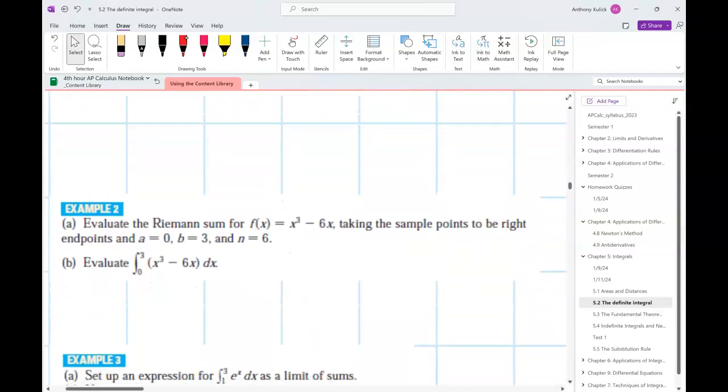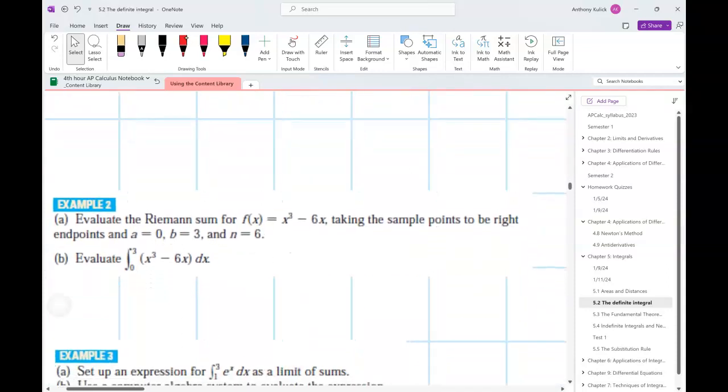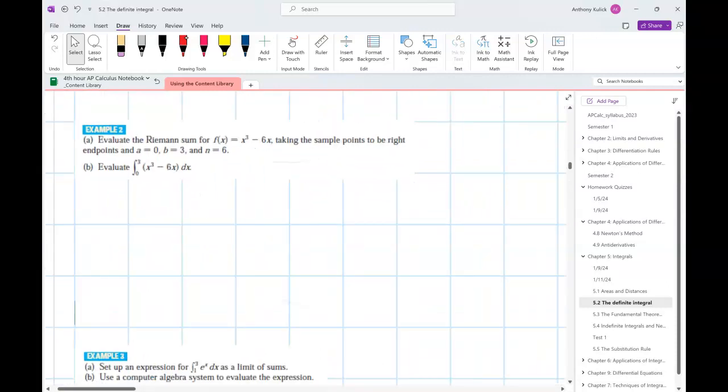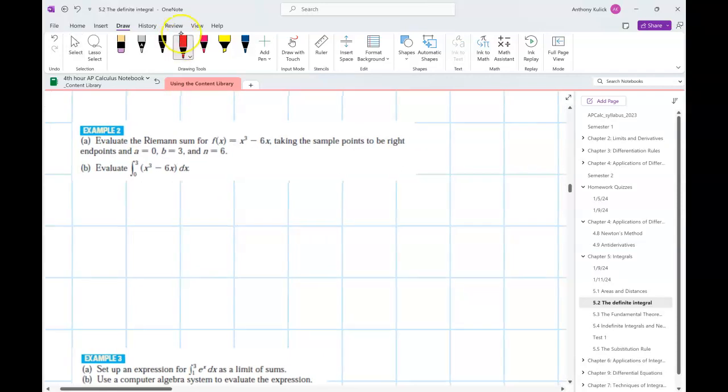Okay. Let's do an example of how we have to do some rearranging and how we're going to use those summation formulas to do some actual problems. Okay. So part A says evaluate the Riemann sum for f of x equals x cubed minus 6x, taking the sample points to be right endpoints, a to be 0, b to be 3, and n to be 6.